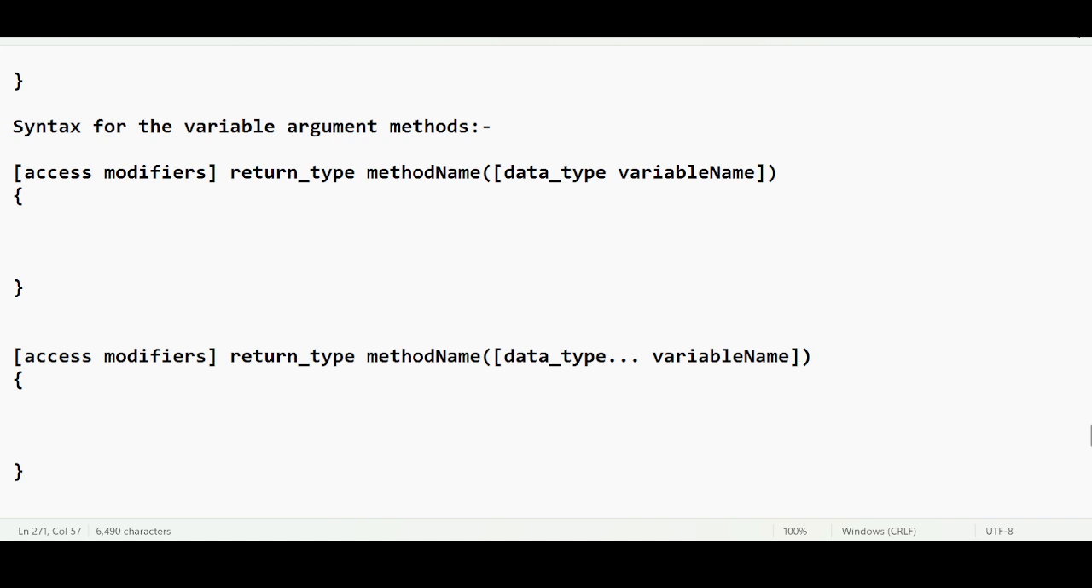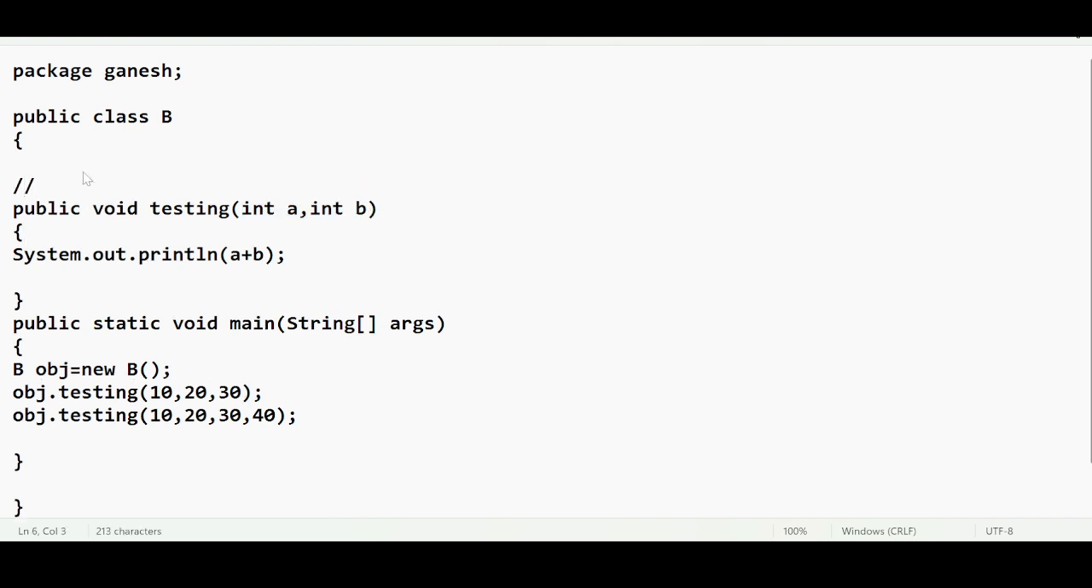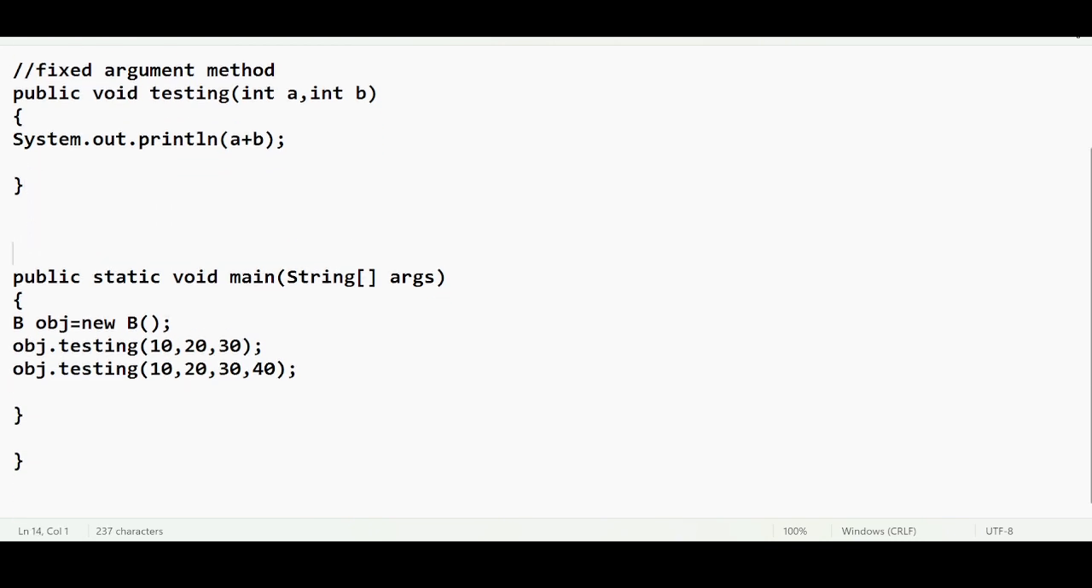Now this code is going to be very interesting. So now I have a fixed argument method. When you do not see any dots, just understand that it is a fixed argument method. Okay, let us design the variable argument method. I am copying the same code. Let me remove this. Instead of addition, let us take only one value here, integer a.